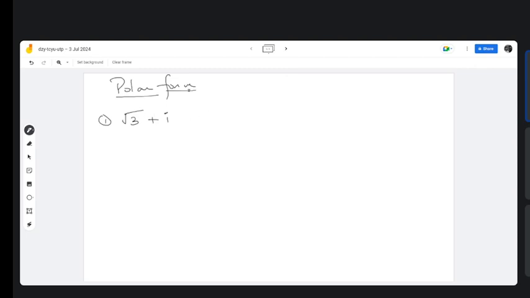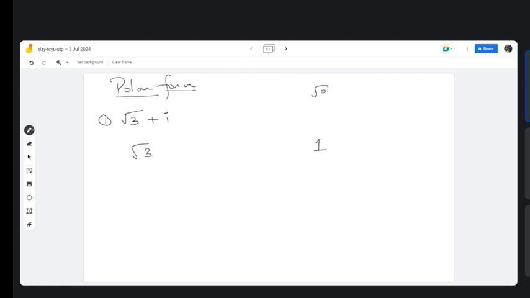Number, I'm supposed to convert it into polar form. Observe the question properly. This has one real part and one imaginary part. Got this? First of all, identify it. Separate them. Real part is root 3. Imaginary part is actually 1, if you guys understand.